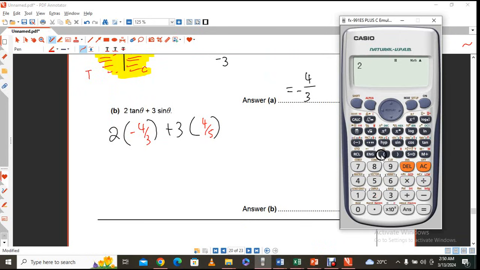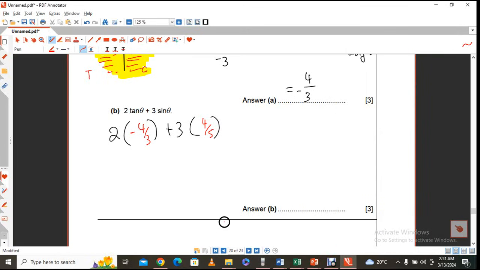So you have 2 open bracket, you have got a fraction which happens to be negative. You say negative 4 upon 3, close the bracket, plus 3. Always make sure that you understand your calculator. That's 4 upon 5, close the bracket, and the answer is negative 4 over 15. So negative 4/15.